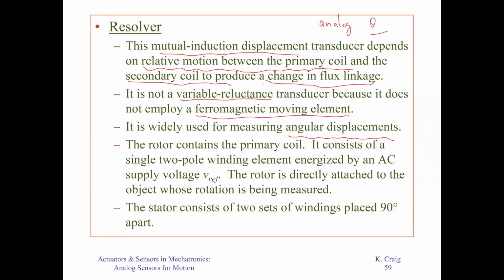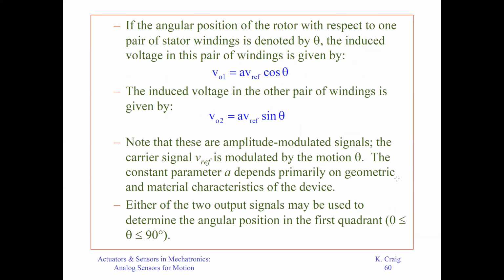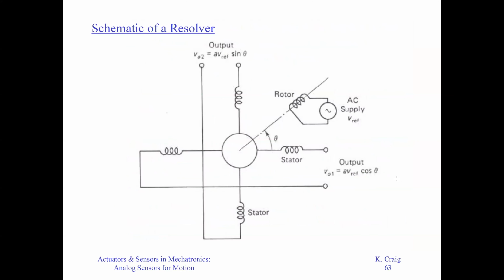So let's take a look at how it works. Again, there is a single two-pole winding element energized by an alternating current supply. So this is an AC supply. The rotor is attached to the object whose rotation is being measured. You have the stator and rotor. You have two sets of windings, 90 degrees apart. Don't worry about this. Let me show you this one.